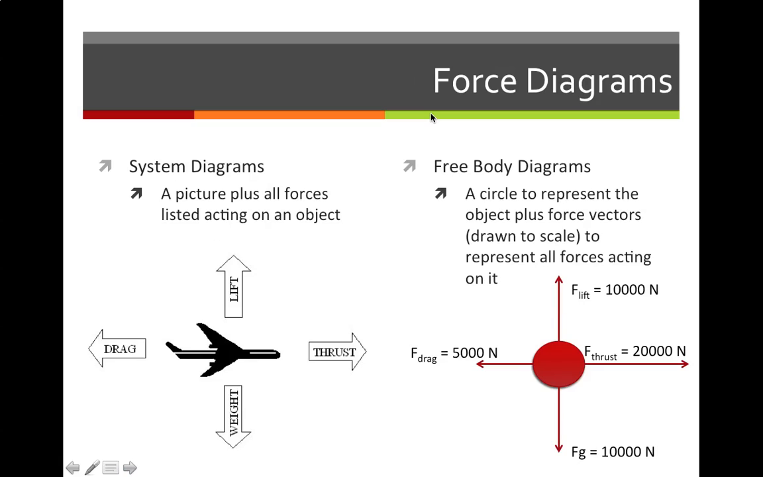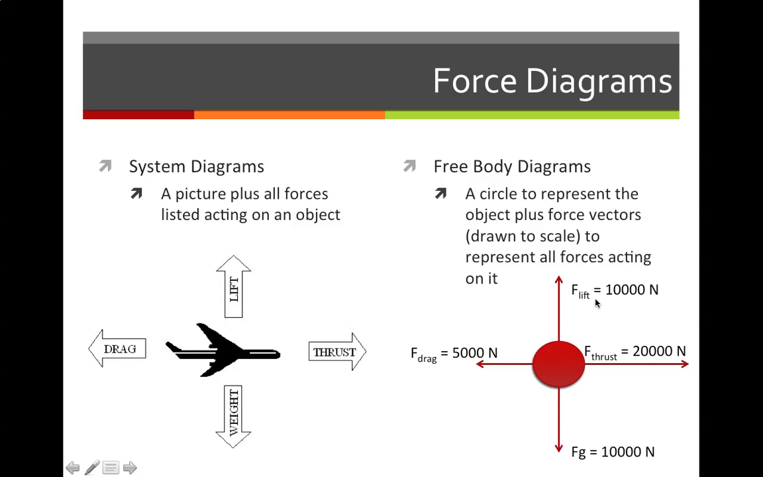Okay, this is important. There's two types of diagrams related to forces. One is called a system diagram, and it's like you draw a picture of whatever it is you're talking about, in this case an airplane, and I just draw little arrows to represent the direction of all the forces acting on it, and that's a system diagram. Then there's what we use more frequently, which is called a free body diagram. And a free body diagram just means that instead of being an artist, which I certainly am not, and drawing an airplane, I draw a circle, and that circle represents my airplane. And then I draw arrows that represent the forces.